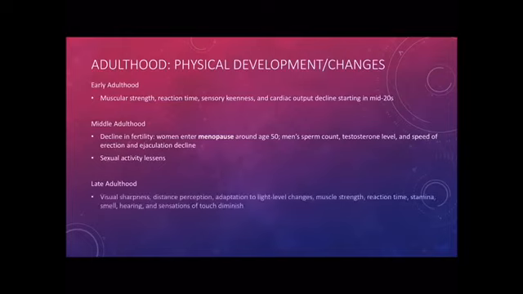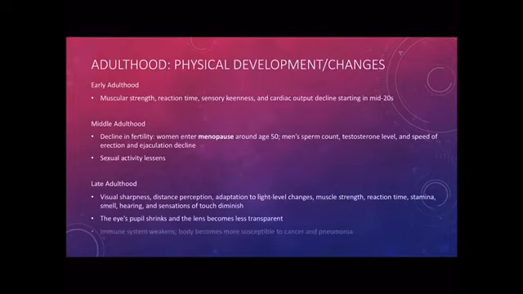Late adulthood. Basically, everything else declines. Visual sharpness, distance perception, adaptation to light level changes, muscle strength, reaction time, stamina, smell, hearing, sensations. So basically in this stage, your senses are really what declines. Your smell, your hearing, your vision, all those sorts of things. The eye's pupil also shrinks, which is interesting. The lens becomes less transparent. Makes it more difficult to see, really.